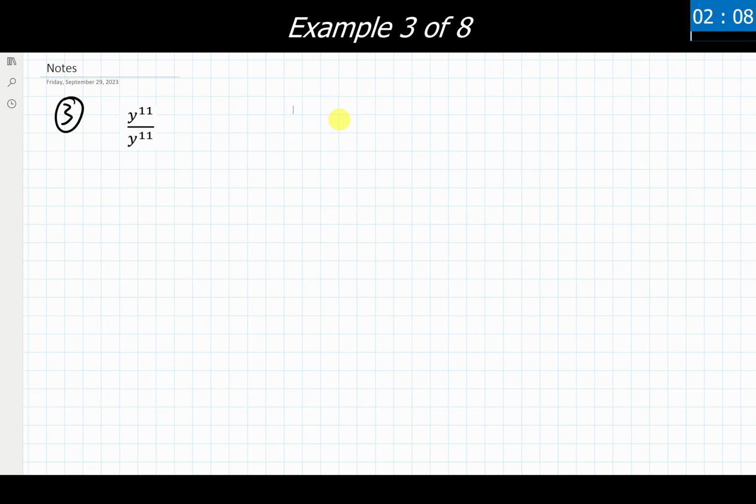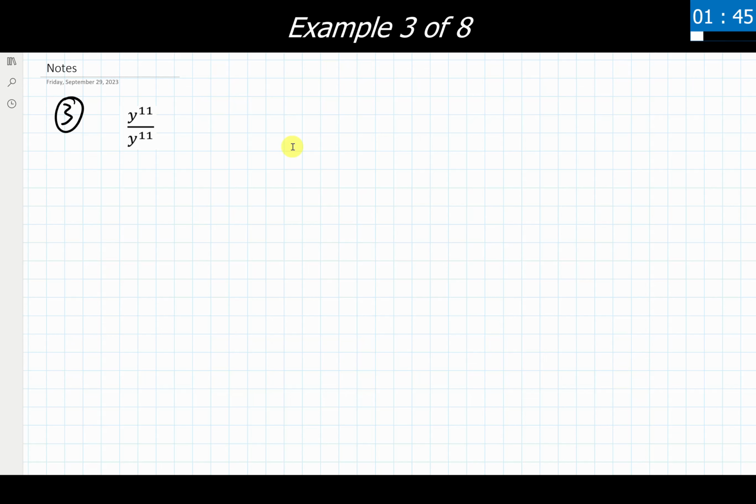Our third example here gives us something that's a little bit unusual to look at first. We have y to the 11th power divided by y to the 11th power. Now we have 2 ways that we can think on this and get to our final answer here. And I want to show both of them because I think it really highlights the zero exponent property and how that comes into play here.